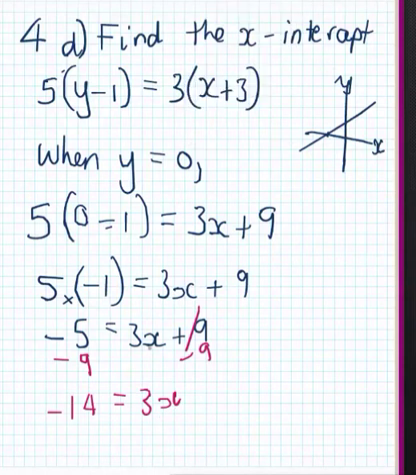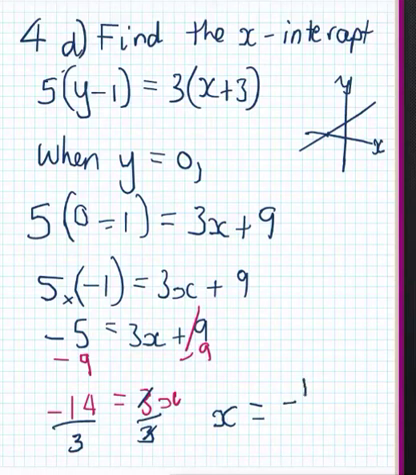And my final step is, I've got 3 times x, so the opposite of times is to divide by 3. And I'm going to bring the x to this side, so my final answer, I will have x first. So x equals, and 14 divided by 3 I can't do, so x is equal to negative 14 over 3.